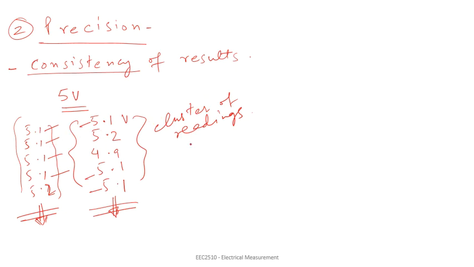Okay, so if the precision is high, then this means that there is a tight cluster of repeated results.